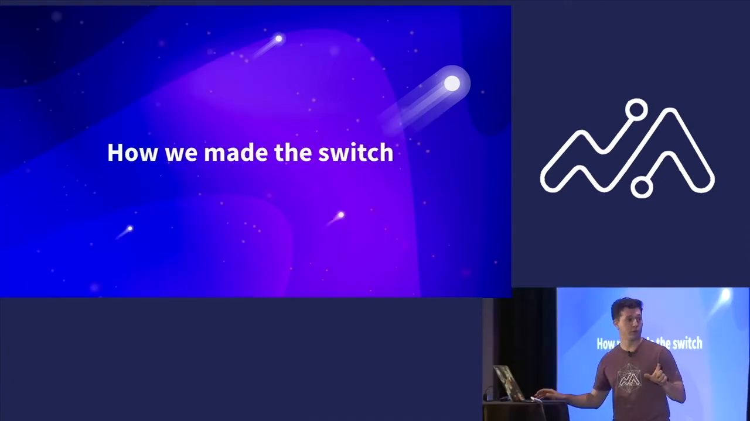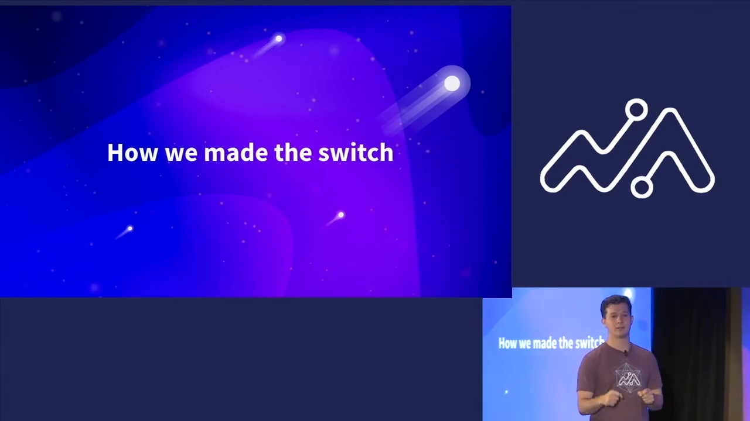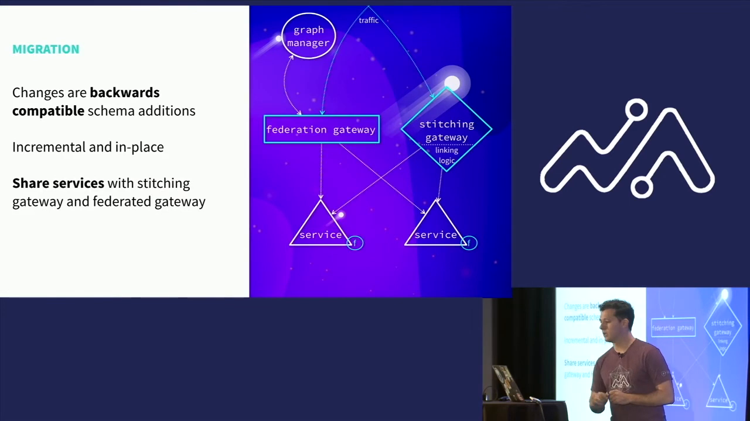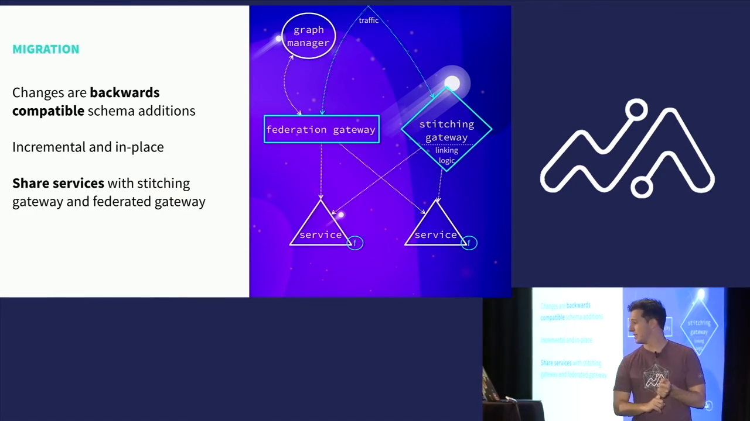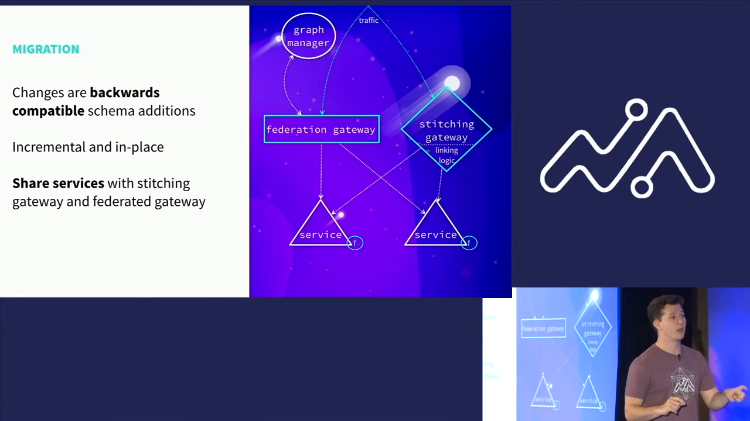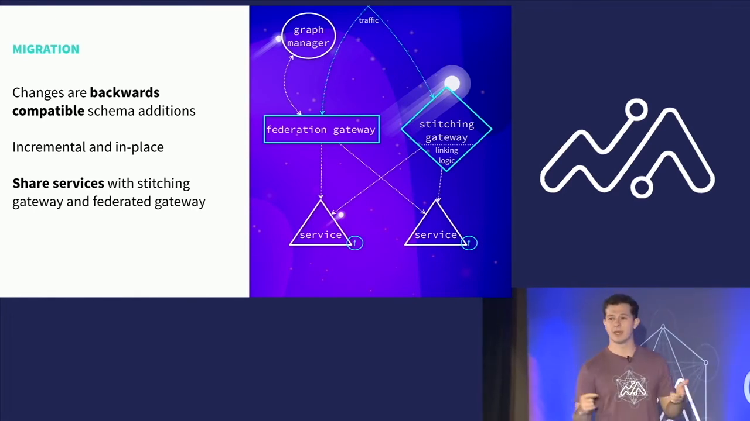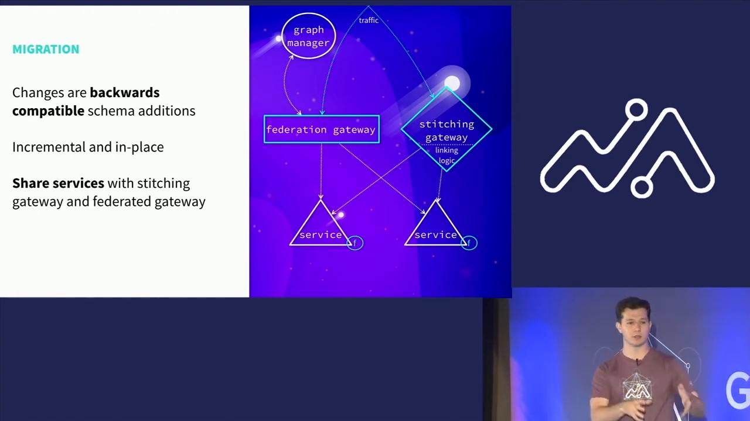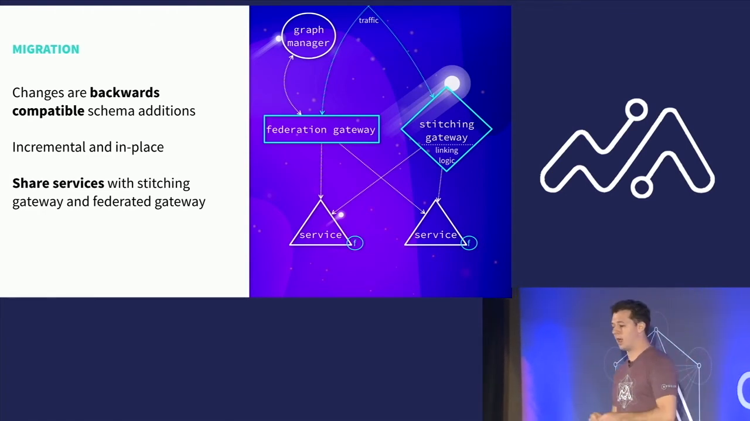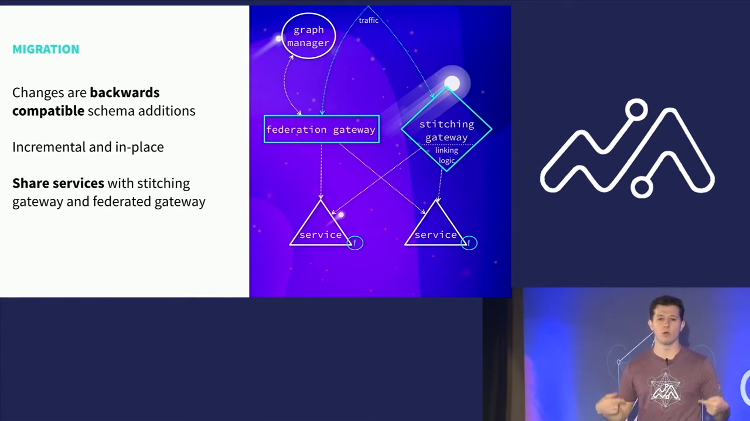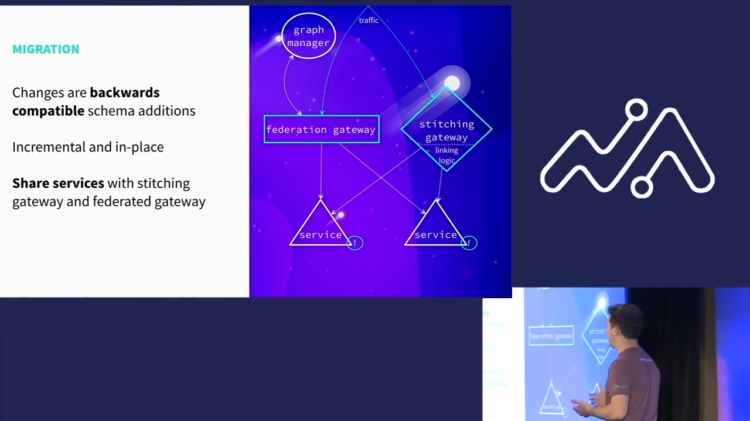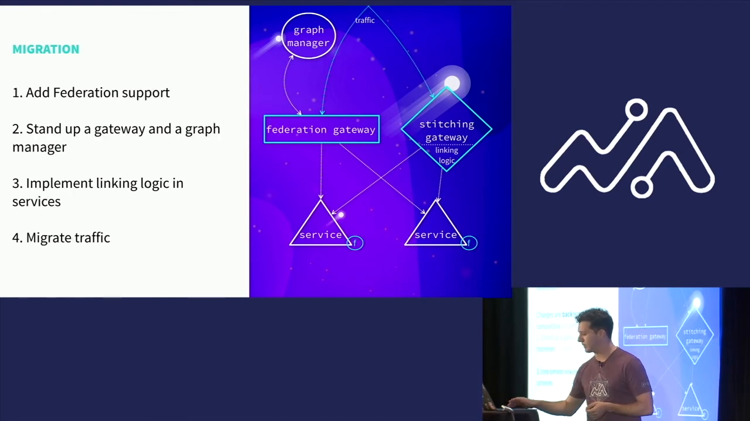So now the crux of this is, how did we actually make this switch to federation? Well, the first thing we took advantage of is that the changes necessary for the services are actually all just backwards compatible schema additions. That meant that we could move them incrementally and in place. We could migrate service by service, field by field. And specifically, we didn't have to make massive overhauls to our service layer. We did need to stand up new infrastructure, like a gateway and a graph manager, but we didn't need to have all new services running in place.